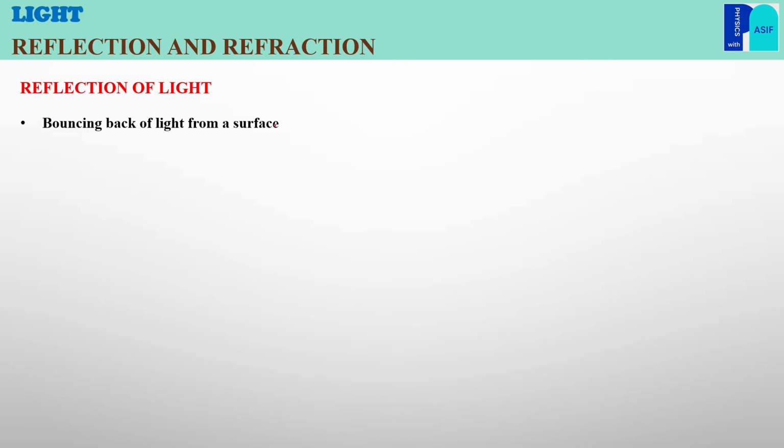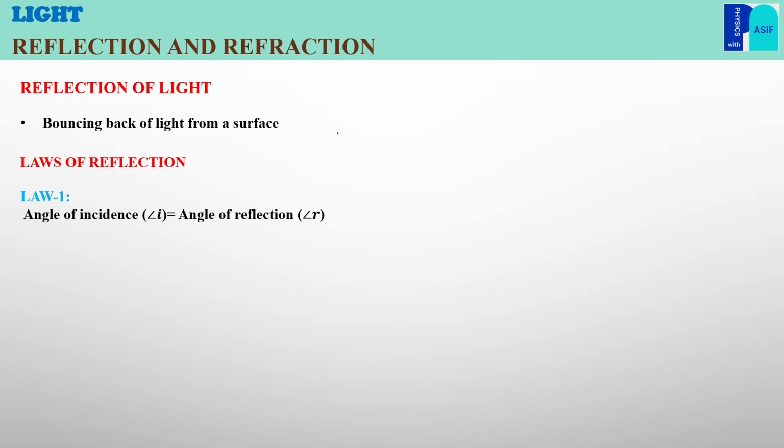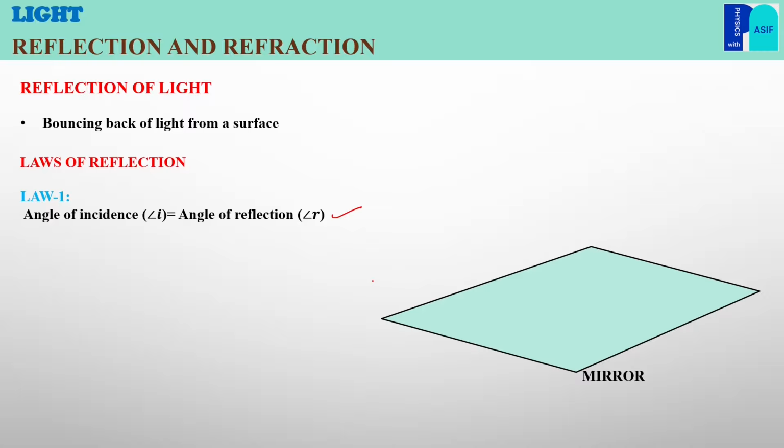And there are two laws for reflection of light. The first law is angle of incidence is equal to angle of reflection. To understand this, consider a mirror surface and draw a line which is exactly perpendicular to the surface of the mirror, and say it is ON. So ON is the normal to the surface of the mirror.